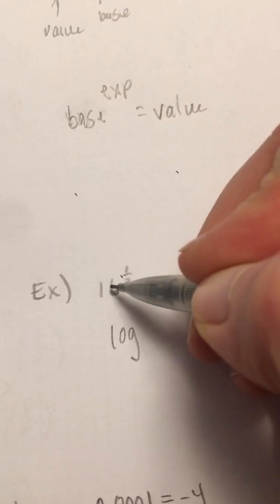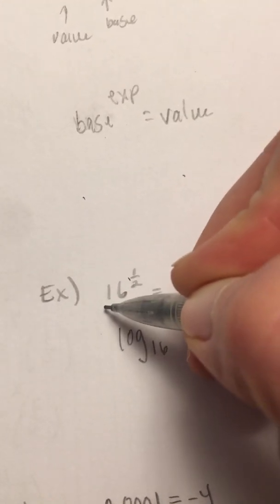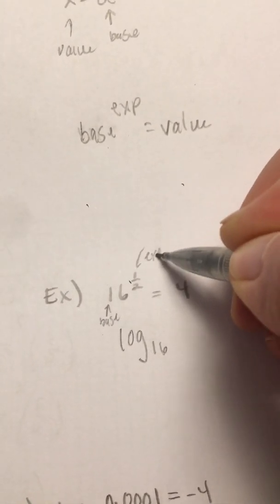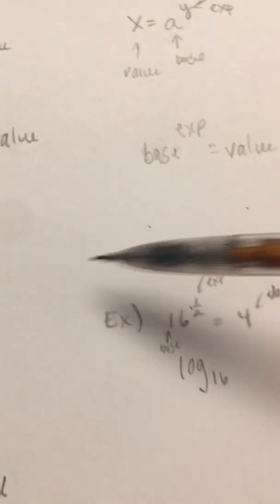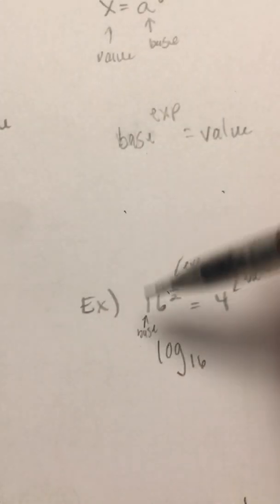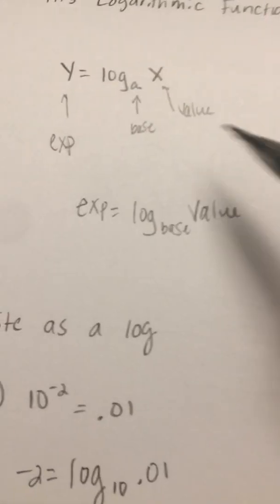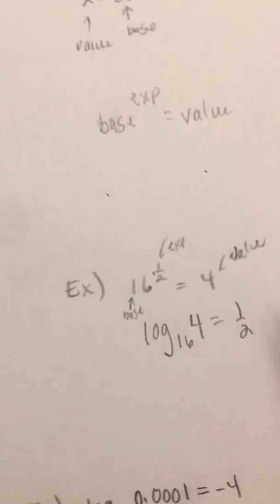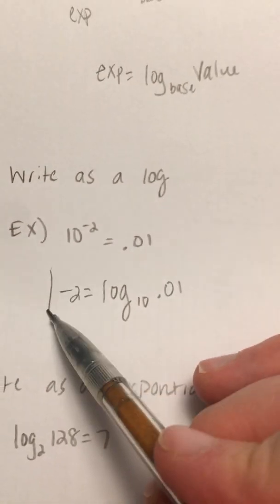Log to the base 16, right? This is the base, exponent, and this is the value. I want to write it this way: log base, next I need the value, so base, value equals, a log equals an exponent, so my exponent is 1/2. So this is how we write it as a log. And I switched up the order, hopefully that does not throw you off.